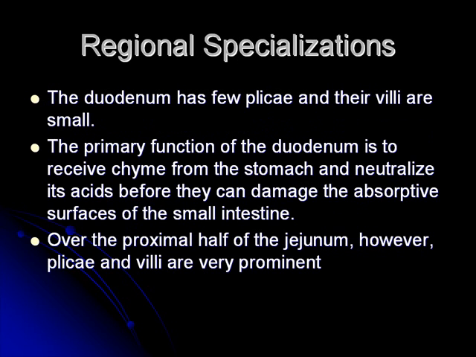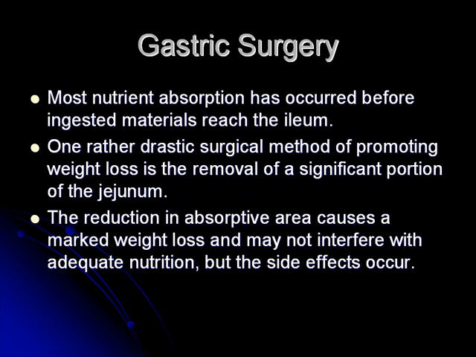Some regional specializations. The duodenum has a few plicae and their villi are small. The primary function of the duodenum is to receive the chyme from the stomach and to neutralize its acids before they can damage the absorptive surfaces of the small intestines. Over the proximal half of the jejunum, which is a little more distal than the duodenum, however, the plicae and villi are very prominent.